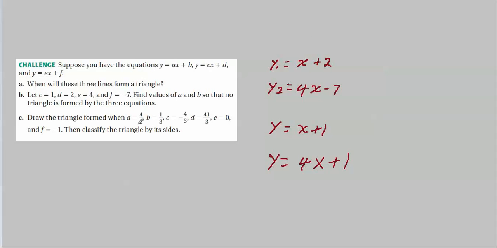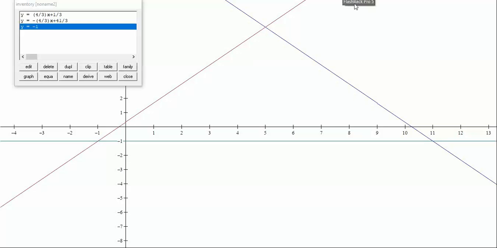Now this next part, we draw the triangle formed, which is what we do by graphing these lines, created when you substitute 4/3 in for a, and on down the line. And let's see what we get when we do that. Well, here's what we get. We've got our line y equals minus 1, 4/3 x plus 1/3, and minus 4/3 x plus 41 over 3.